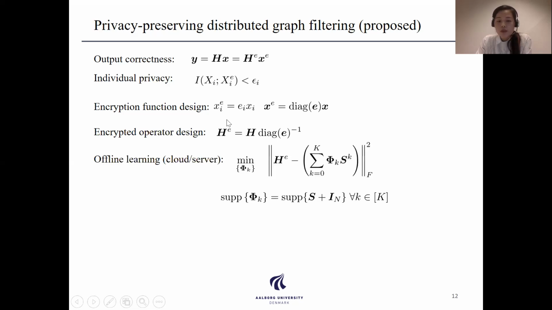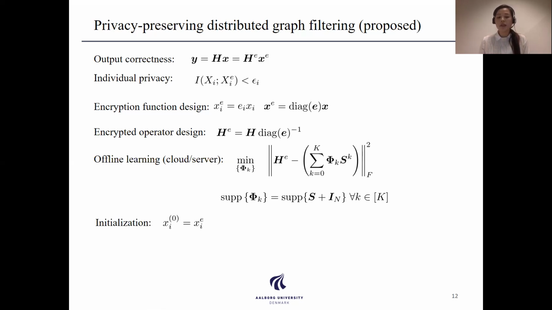To solve for this H^E, in order to approximate it, we can use the introduced constraint edge variant graph filtering to find all the coefficients phi_k to approximate this graph filter. What we do is rely on an offline learning section, or we can call it a centralized server or cloud, that can conduct this offline learning to learn all the phi_k, and then it sends out the corresponding phi_k to each individual node.